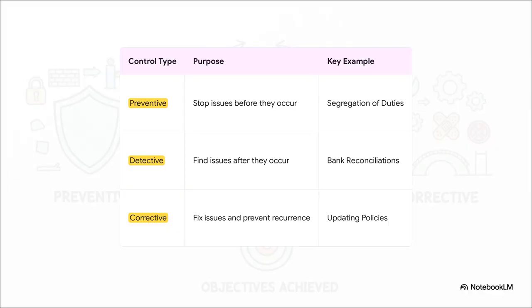This table really brings it all together beautifully. But notice how they're not separate ideas. They are a cycle. A strong preventive control, like segregation of duties, means your detective control, the bank reconciliation, is going to find fewer issues. And when an issue is found, a good corrective action, like updating a policy, makes your preventive layer even stronger for the future. See? They all work together.